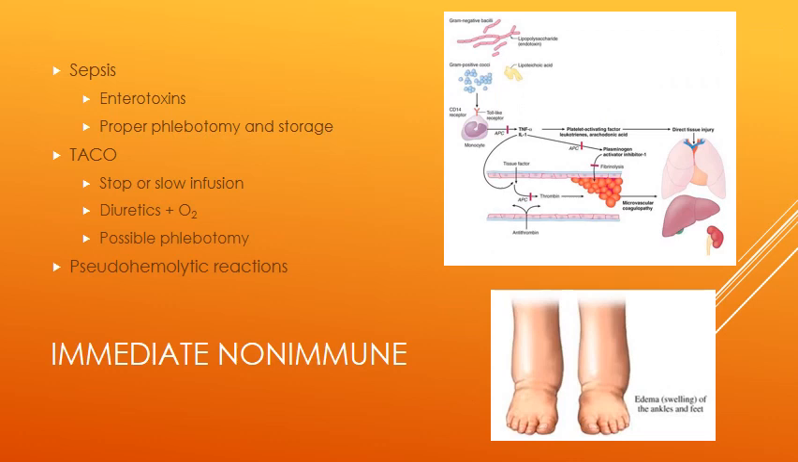And then if we go to the immediate non-immune issues, these are things that are considered immediate, meaning they occur very close to the transfusion, and unfortunately, they cause non-immune responses because it's not directed against the red cell. Sepsis is an unfortunate factor. You do have to perform phlebotomy in order to gain the units.